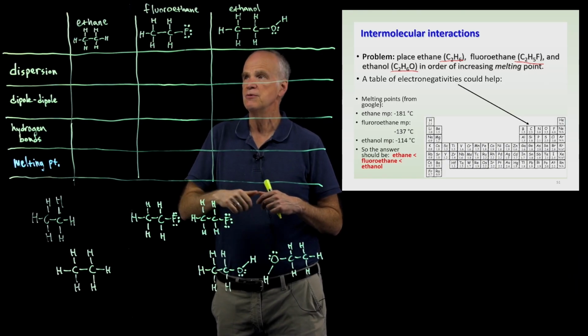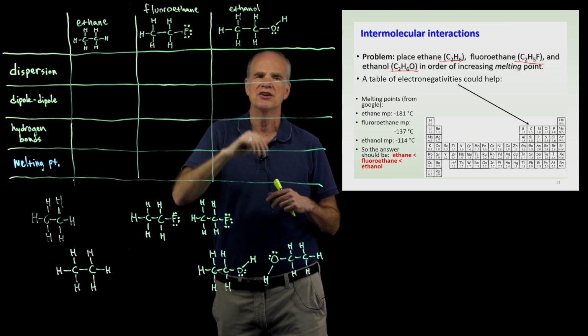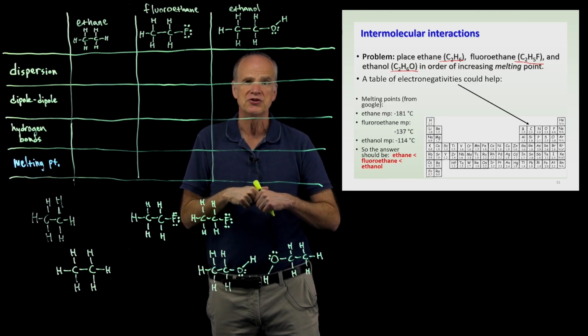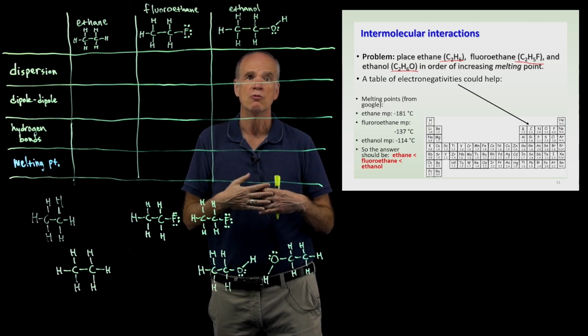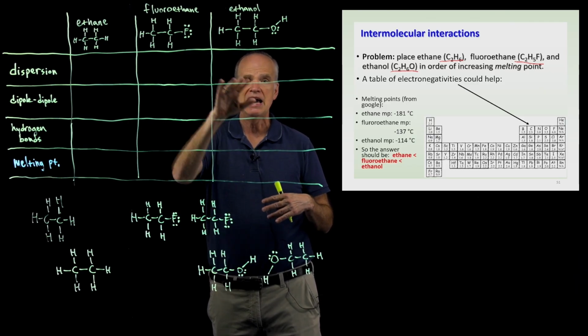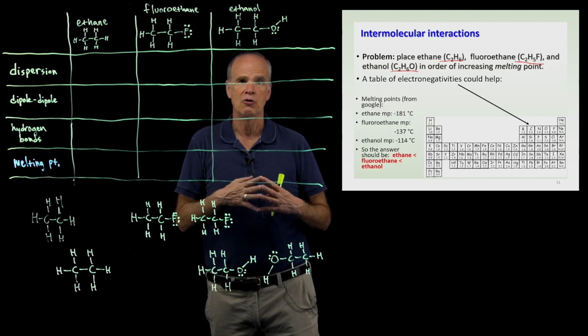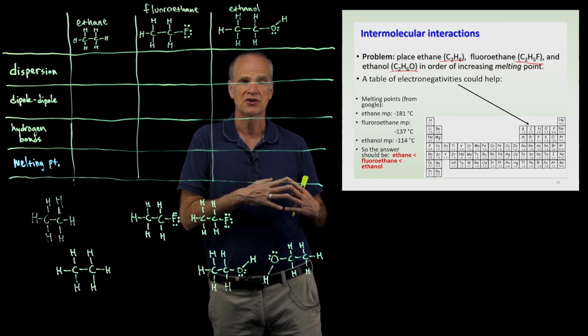So here I have the three molecules, ethane, fluoroethane, and ethanol. And what I've done is written out the correct Lewis structure for these molecules. In order to figure out the order in which they have increasing melting points, you're going to have to analyze these Lewis structures, and figure out first if it's a nonpolar or polar molecule. If it's a polar molecule, you'll then have to figure out whether it has hydrogen bond donors or acceptors.